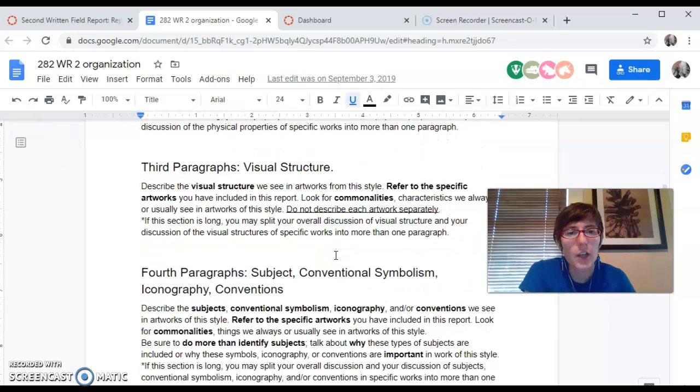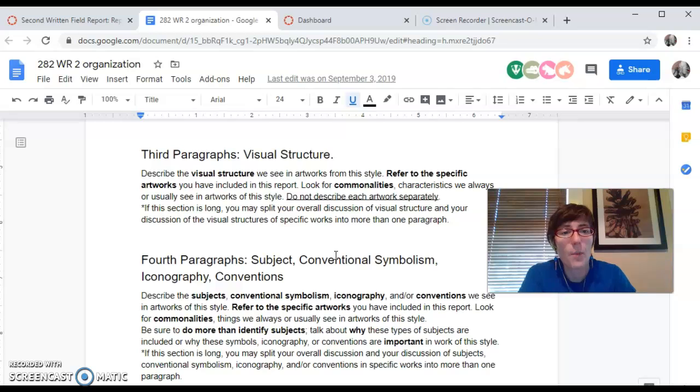Visual structure: you're looking for things they have in common. You don't even need to tell me about where they're different. What we're looking for is what they have in common. Please don't just describe one artwork and then describe another. I want you to make the connection between the various artworks and what they have in common.